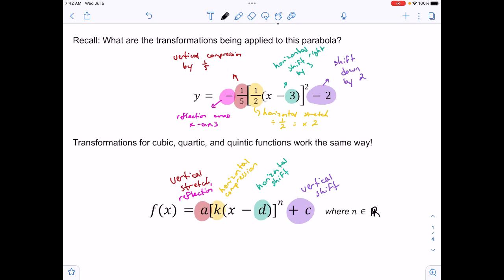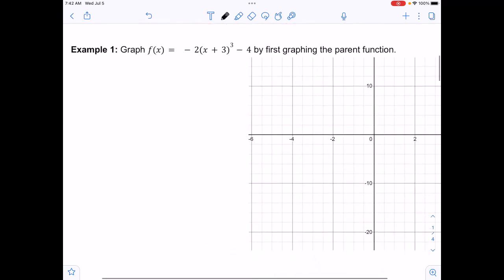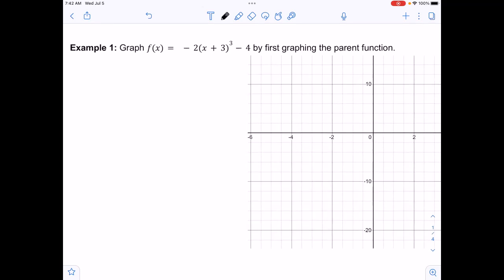This is something that I'm certain is going to come up in the course again, and so point mapping may not be the best strategy for you today, so give it a shot if you haven't done it this way before. So let's look at our first example. We were asked to graph this cubic function, and it's specifically requesting for us to graph the parent function first.